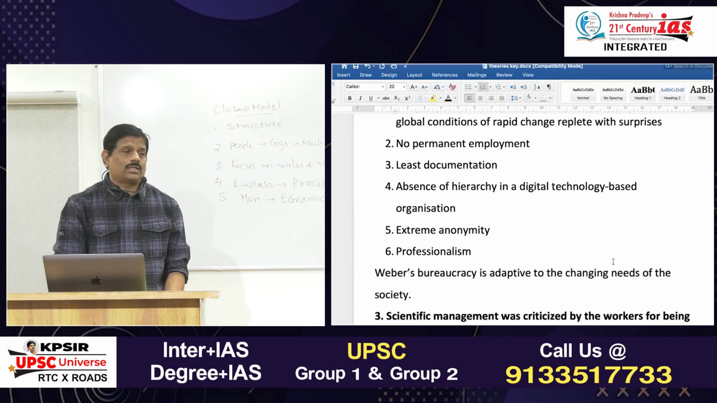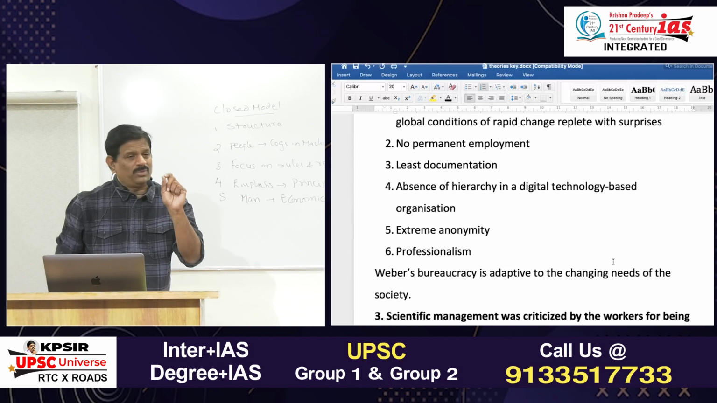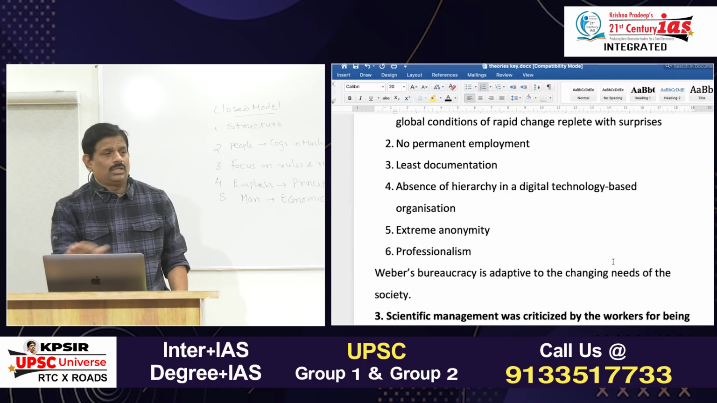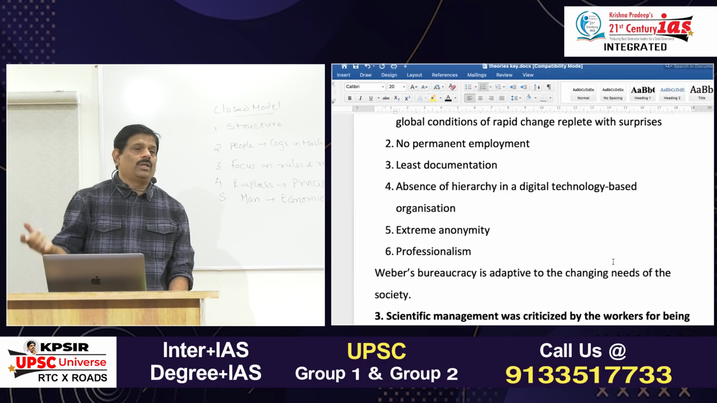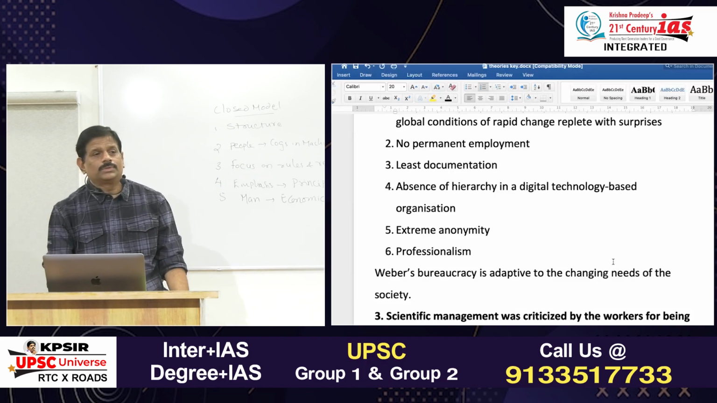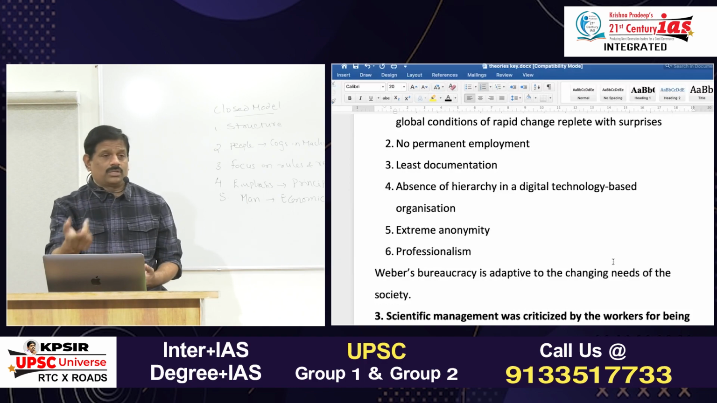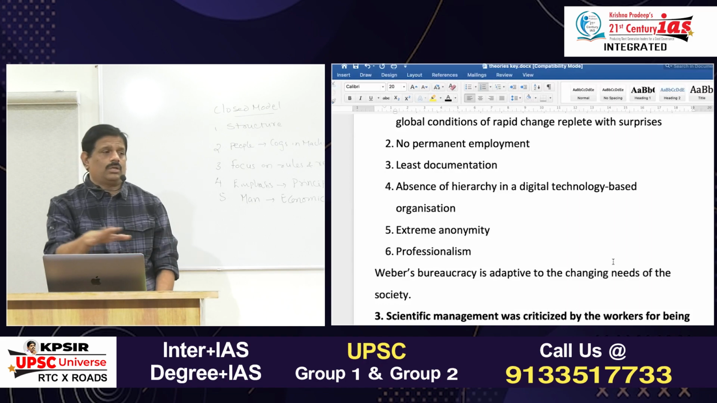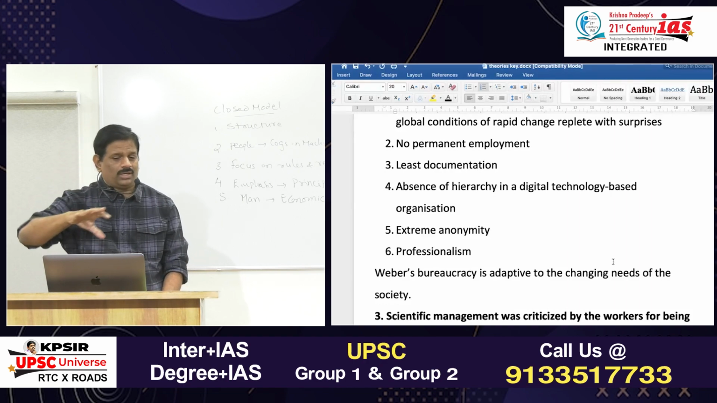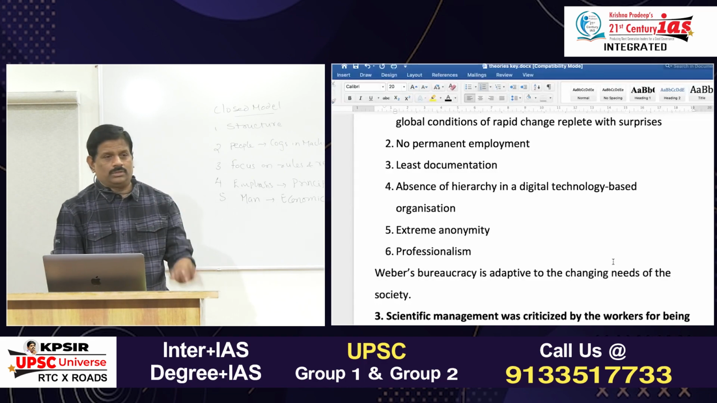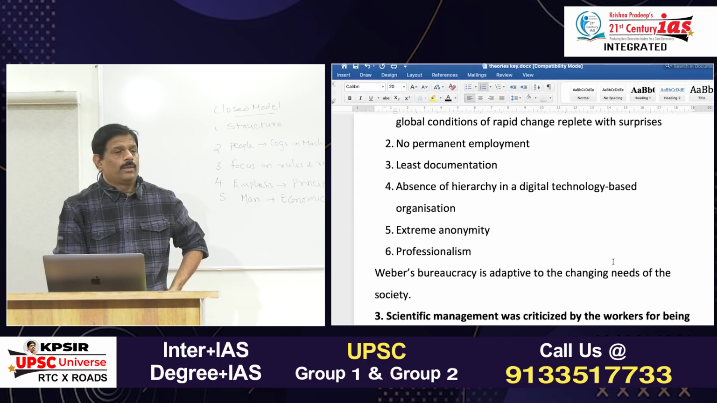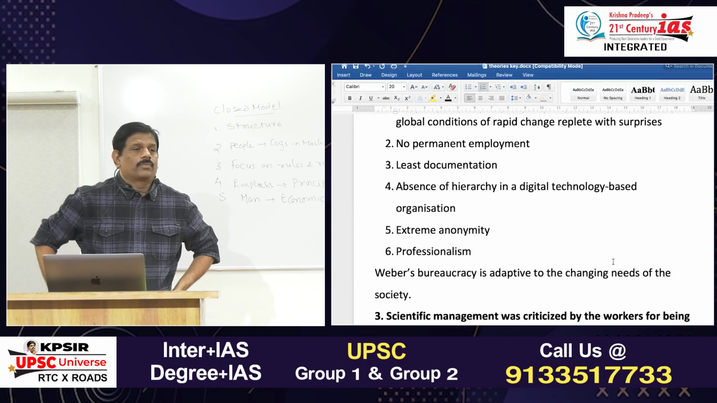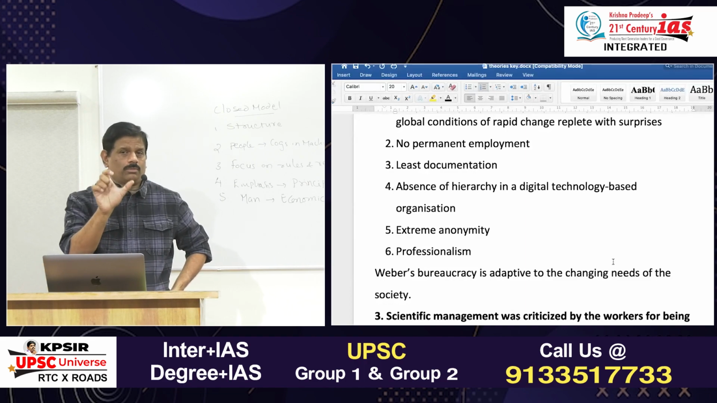Then these virtual organizations are characterized by the absence of a proper hierarchy in digital technology based organizations. There is no proper hierarchy. There will be a founder, and apart from the founder there will be an investor, who may be an angel investor, somebody else invisible. And there are other professional service providers and gig workers. So you cannot find Weber's kind of bureaucratic hierarchy in the administration of these virtual organizations. And they are characterized by extreme anonymity, because you don't know who is actually selling the product. And there will be professionalism. So these are the characteristics of virtual organizations.